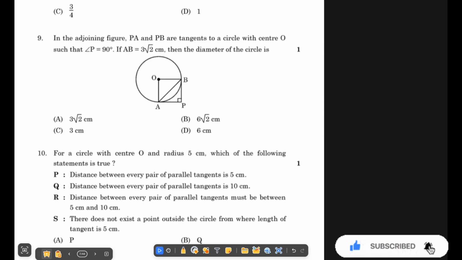What is the next, ninth question? In the adjoining figure, PA and PB are two tangents. PA is one tangent and PB is another tangent to a circle with center O. Angle at P is 90 degrees. AB is this chord, AB is 3 root 2. Then find the diameter of the circle. To find the diameter, we need to find the radius of the circle.